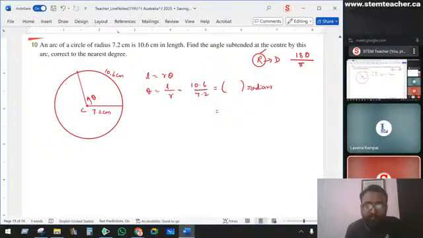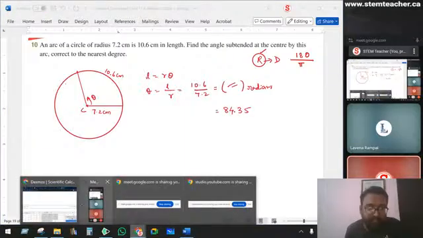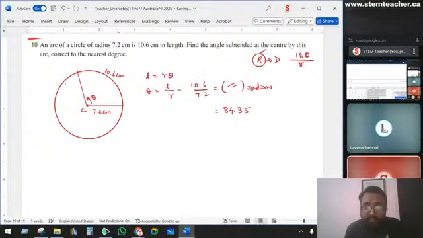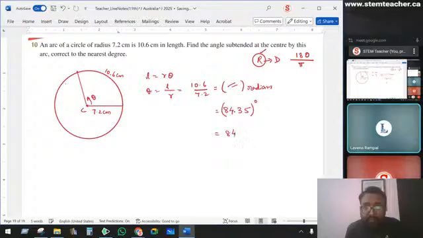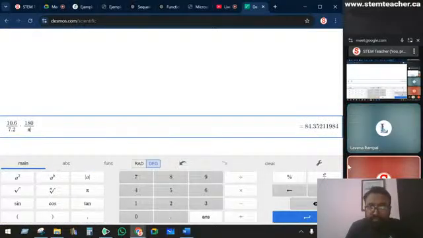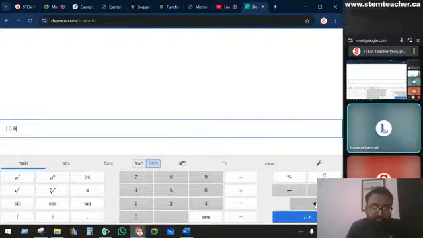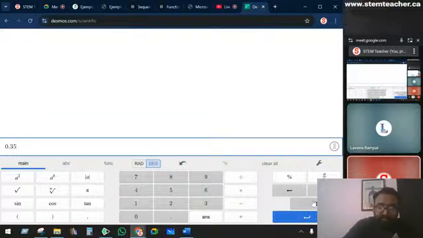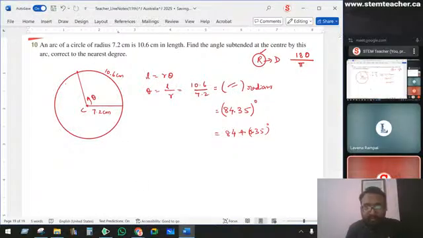You can take it according to the value, 84.35. The 0.35 is a decimal degree, and the 84 is the entire degrees. So it is 84 degrees plus 0.35 degrees. If you want to convert it into minutes, we have to multiply by 60. 0.35 into 60 is about 21 minutes. This is equal to 84 degrees 21 minutes. So this is the required answer.